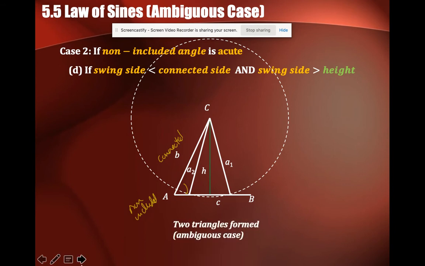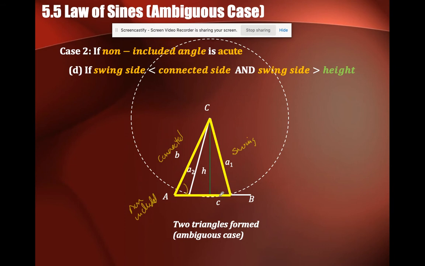OMG. This is our ambiguous case. So there's the first triangle, right? When my swing side... So I had this length. This length is fixed. It's given to me. But because its length is in between the height and the connected side, when I swing this around, because this angle isn't set, it actually intersects the base twice.